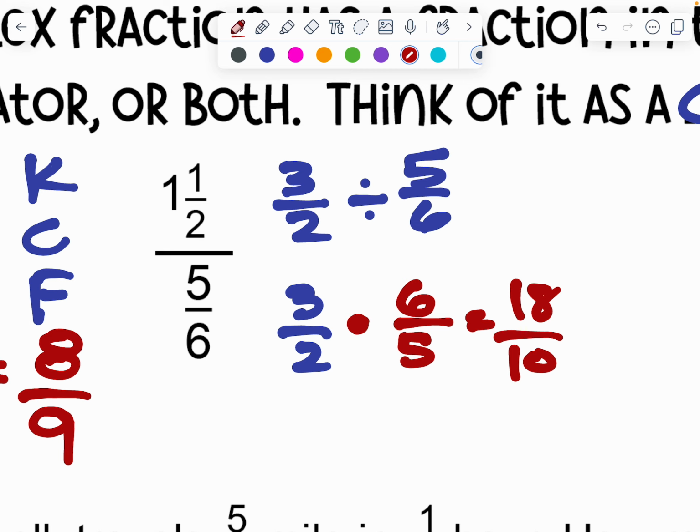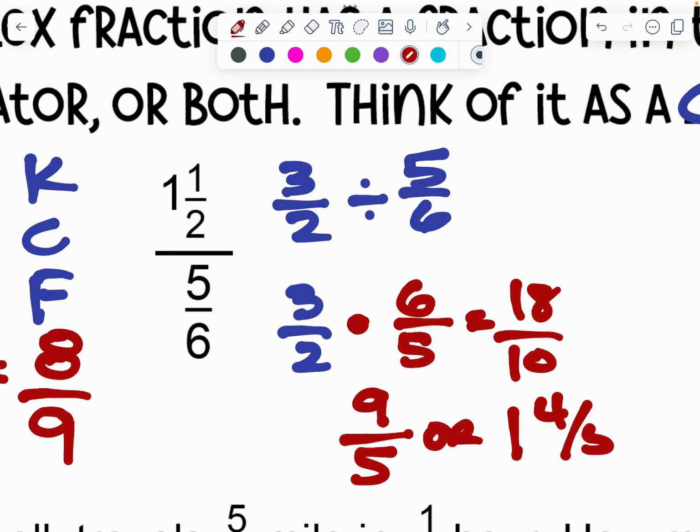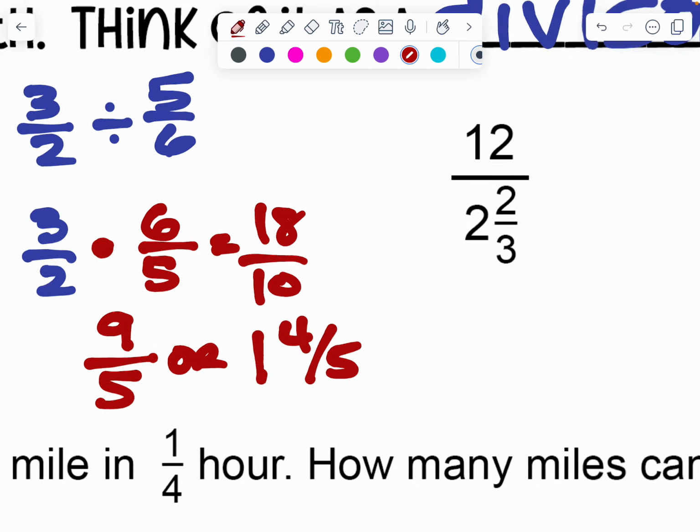All right, give it a try. Simplify it. Okay, 2 goes into 18 nine times, 2 goes into 10 five times. That would be 1 4/5. Nice job. All right, next one.